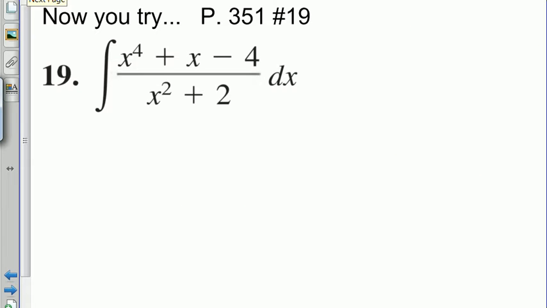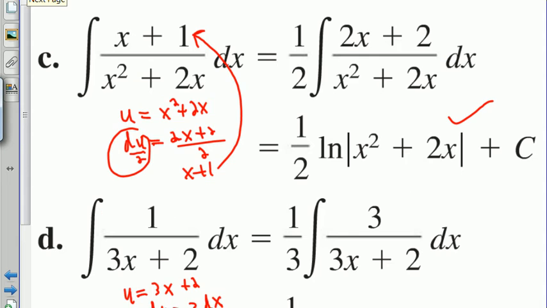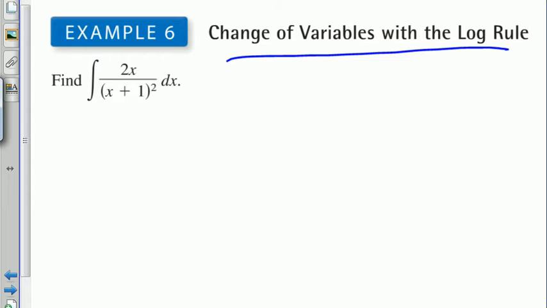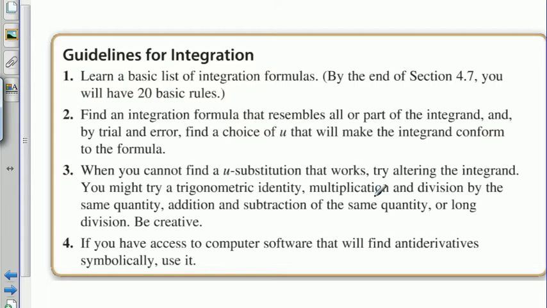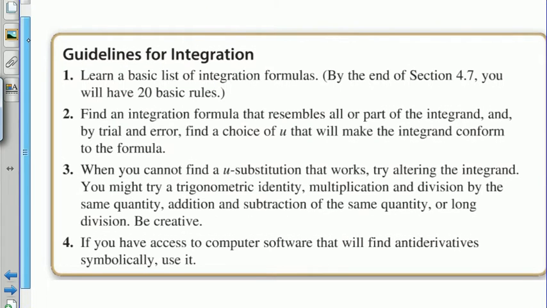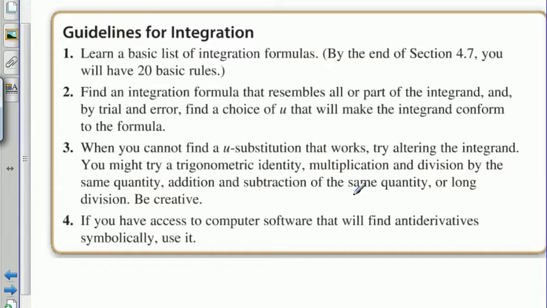And let's see what we've got left. So that was this example, okay? So be aware that that was this example. Hopefully that's not confusing. And here's a quick discussion about guidelines for integration in general.